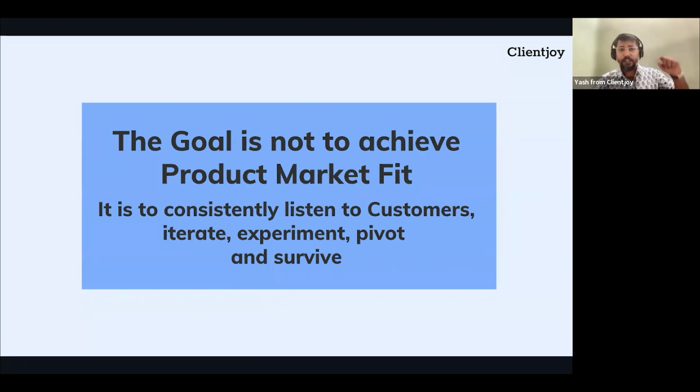So there's no goal post. You don't know that the race finishes at 100 meters. There's no way to know where is the finishing line, which in this case is PMF. And so what you will need to do is you'll need to listen to your customers. The goal has to be that you listen to your customers, you iterate, experiment, pivot, and survive till the race finishes, right? And so you're not necessarily looking to achieve PMF. You are doing these 4 or 5 activities. And then as a consequence of doing these 4 or 5 activities, you reach the PMF.